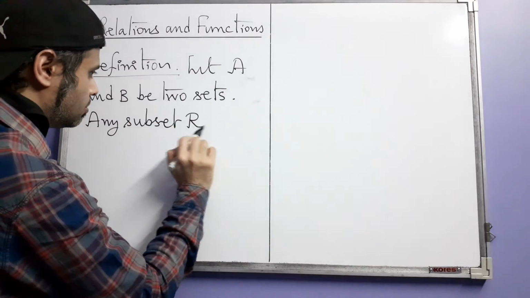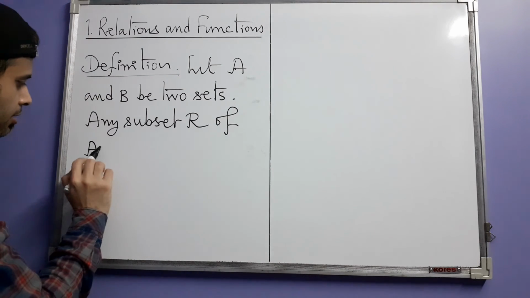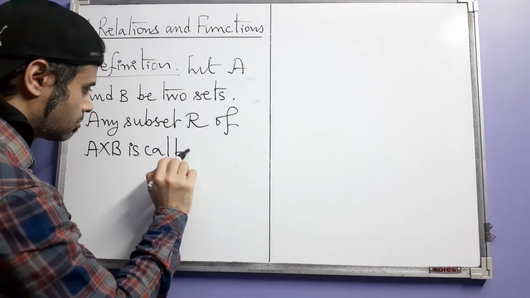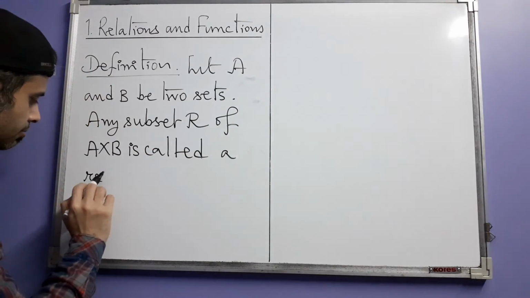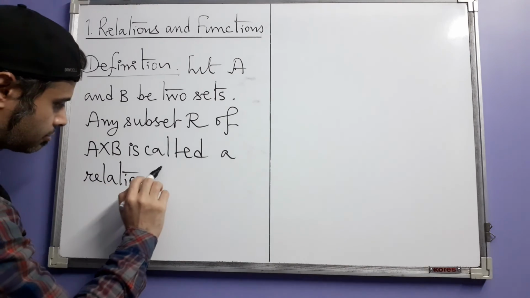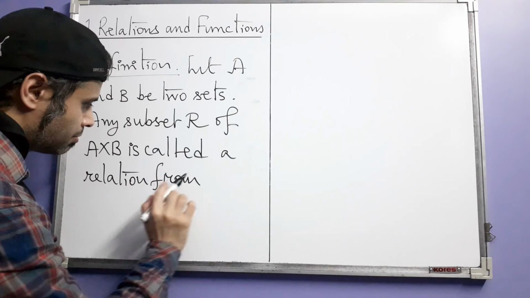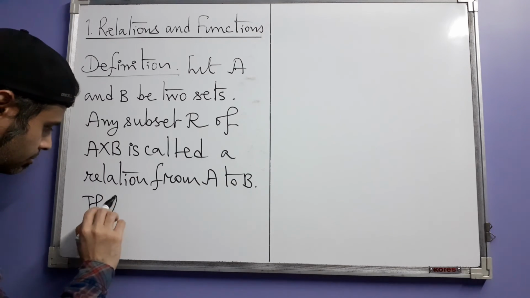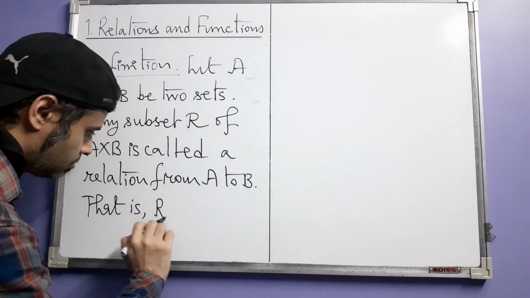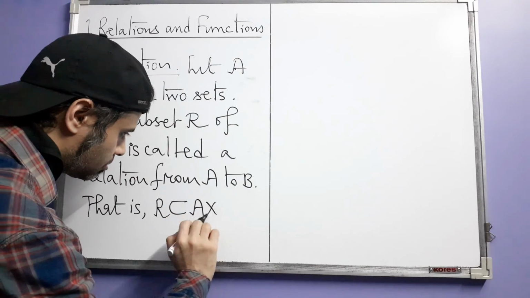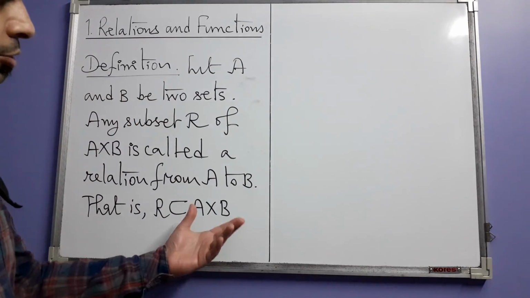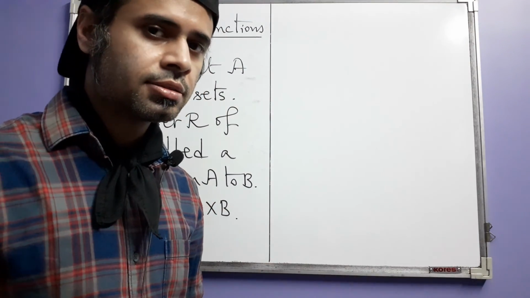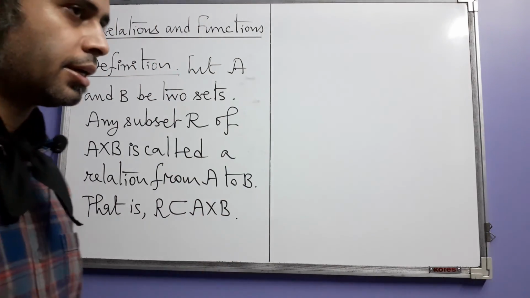Any subset R of the Cartesian product of A and B, A times B, is called a relation from A to B. That is, this. So to put it more simply, we have two sets A and B, and a relation from A to B is just any subset of the Cartesian product A times B.